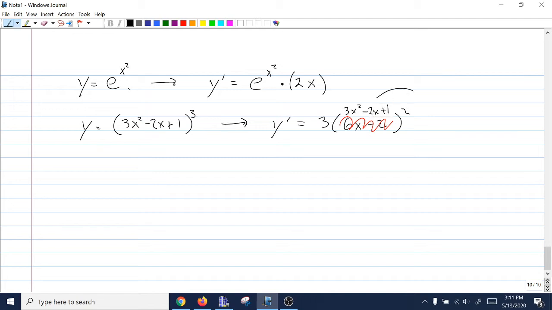We're going to take the derivative of that. The derivative comes out here. It's 3 times, leave the inside alone, squared, times 6x minus 2. If it's not clear, let me say it one more time. The derivative is 3 times that stuff squared times 6x minus 2.